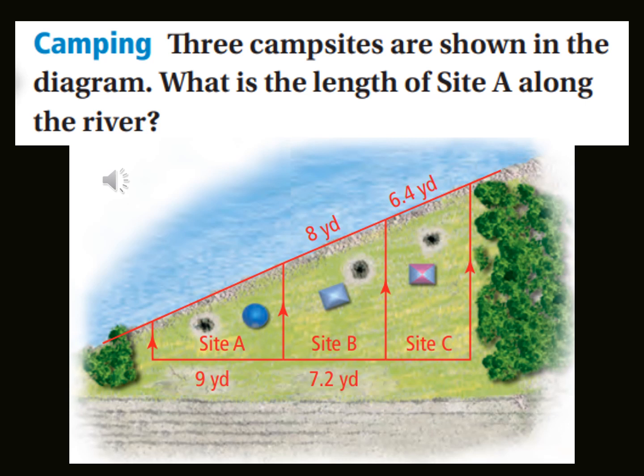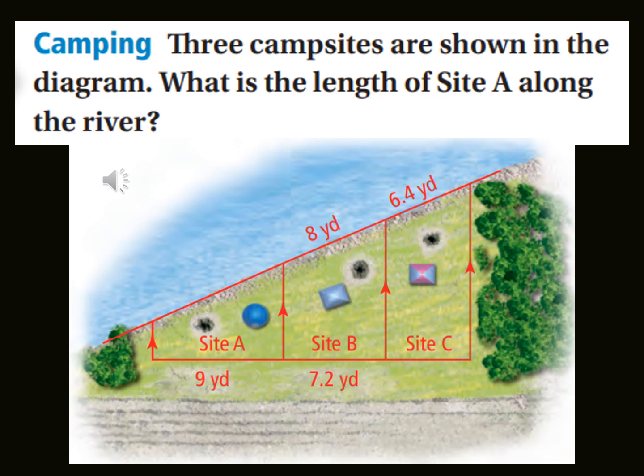You can have similar problems that are expressed as story problems, but they're really no harder. This one says 3 campsites are shown in the diagram. What is the length of site A along the river? And you can see that along the river there's a blank and then 8 yards and 6.4 yards. And there's also measurements along a road at the bottom that say 9 yards, 7.2 yards, and blank.